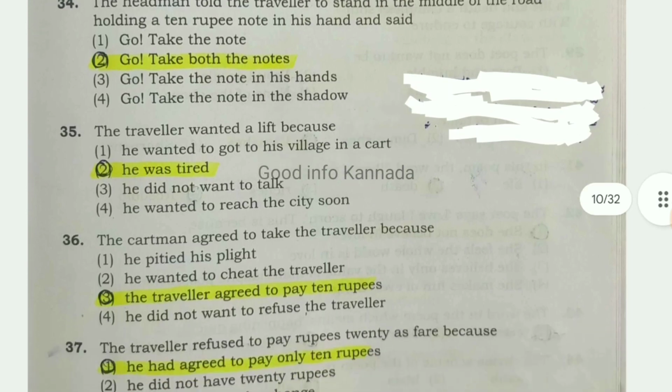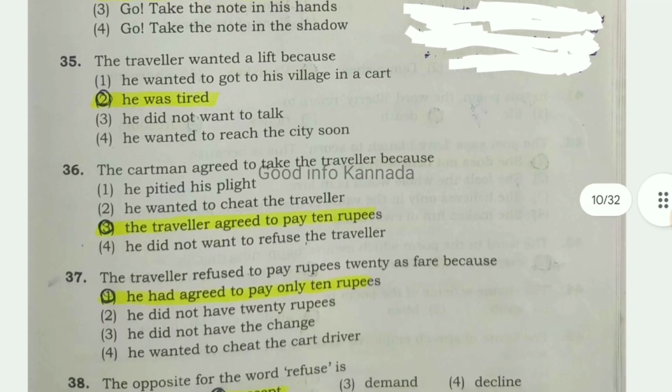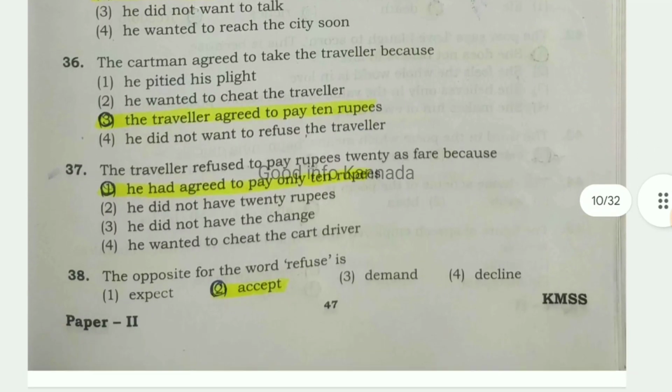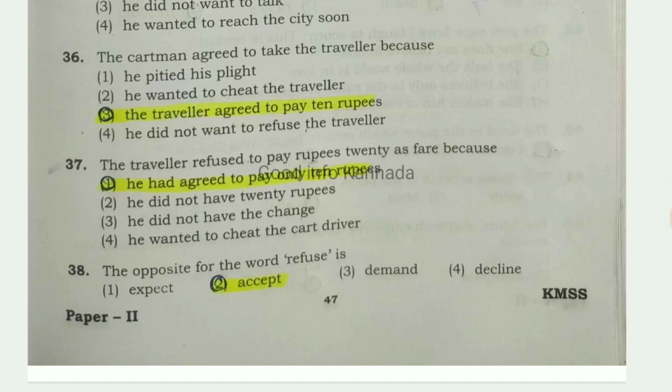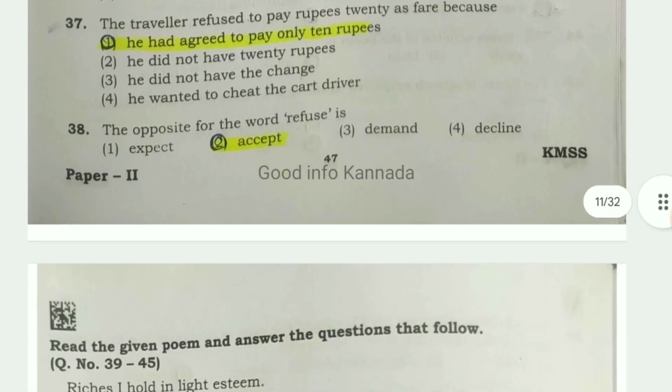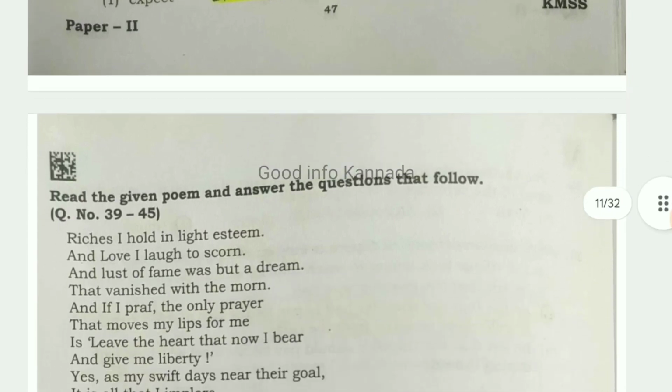The traveler wanted a lift because he was tired. The cartman agreed to take the traveler because the traveler agreed to pay 10 rupees. The traveler refused to pay rupees 20 as fare because he had agreed to pay only 10 rupees. The opposite for the word refuse is accept.